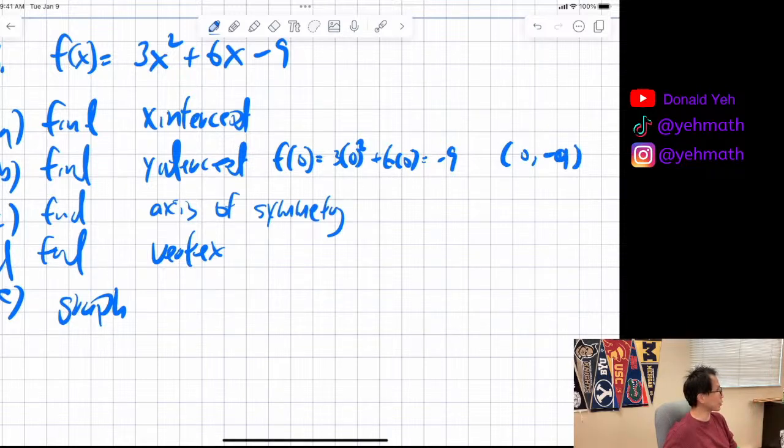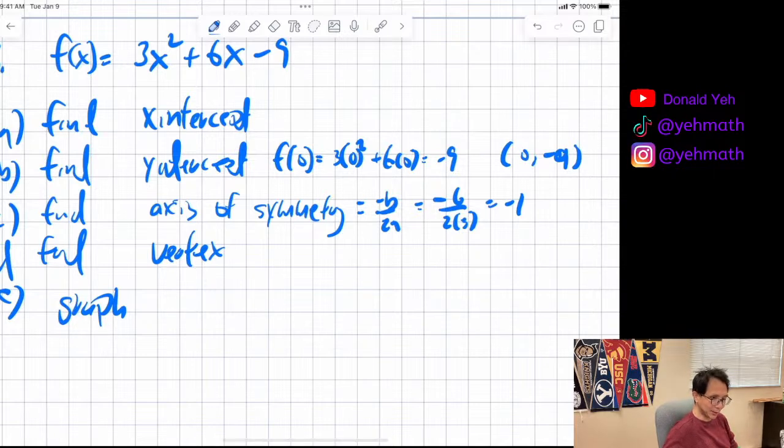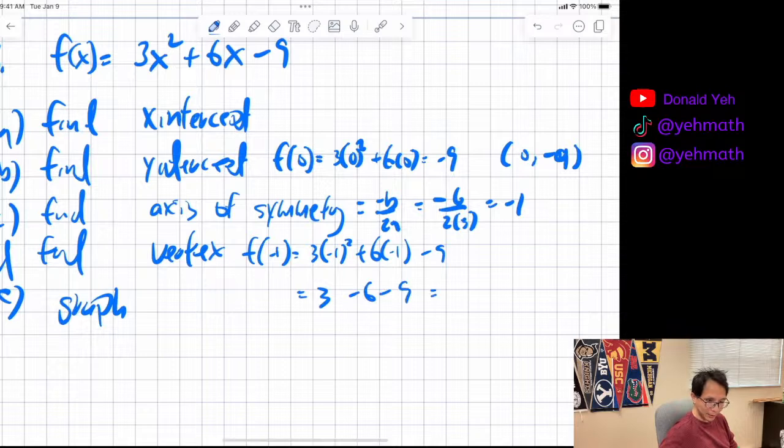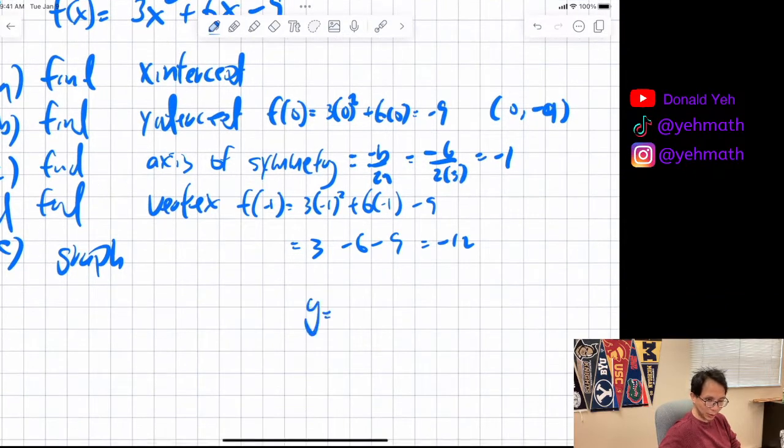How do I find the axis of symmetry? -b/2a. So it'd be -6/(2 times 3). That's equal to -1. Now find the vertex. Well, how do I find the vertex? Plug in -1. So it'll be 3 times (-1) squared plus 6 times (-1) minus 9. That's going to be 3 minus 6 minus 9, which is equal to -12. So we got my vertex.